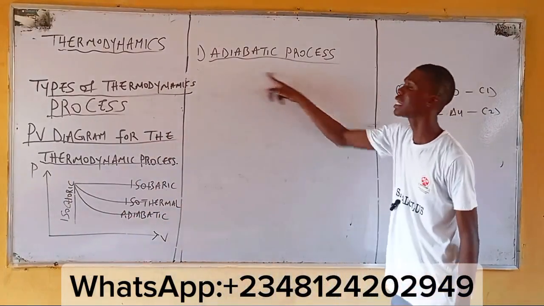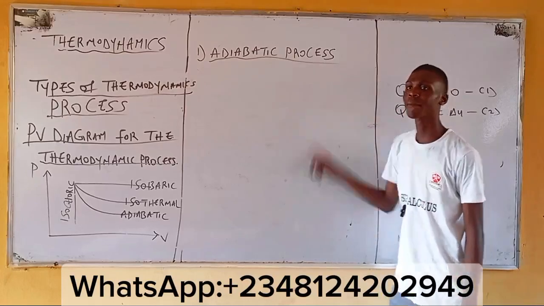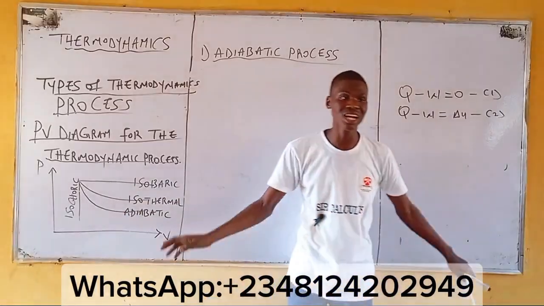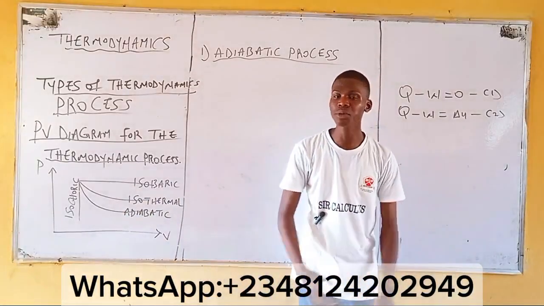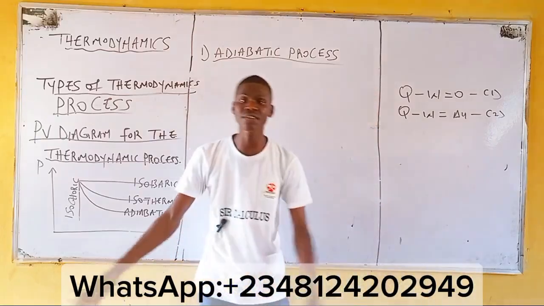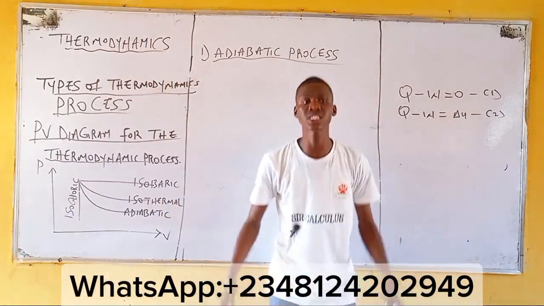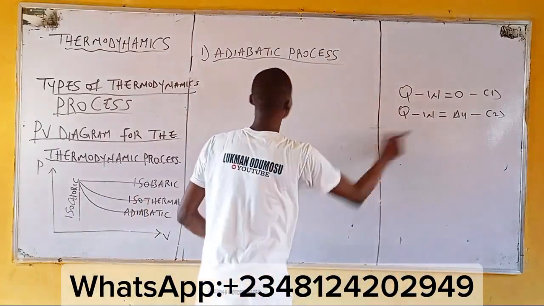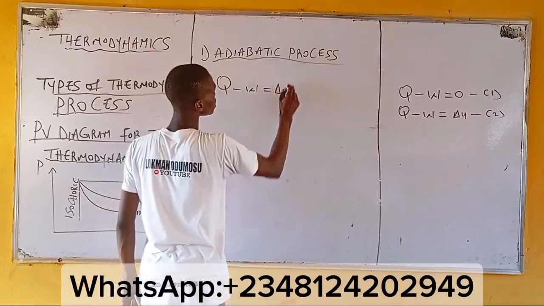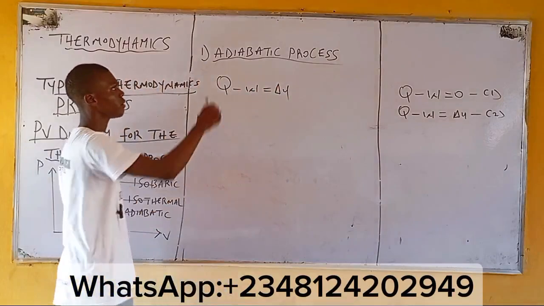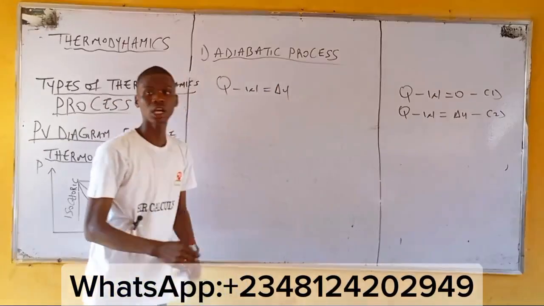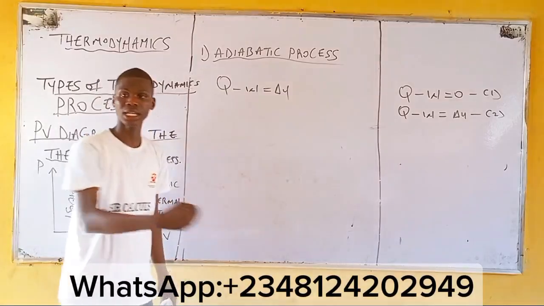Now, take the first one, adiabatic. When we say adiabatic, heat transfer does not occur in the system. There is no heat transferred to the system, meaning heat is not entering the system, neither is heat leaving the system. That is, Q is equal to 0. So from the first law, Q minus W is equal to change in U.